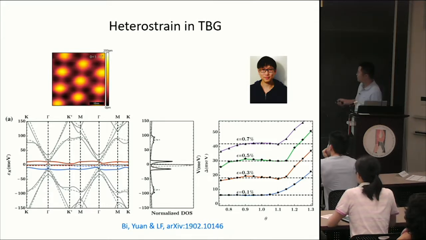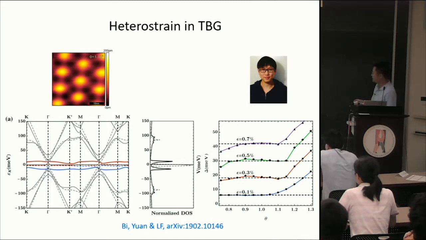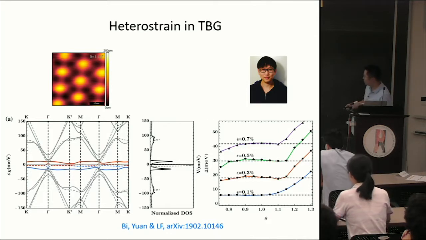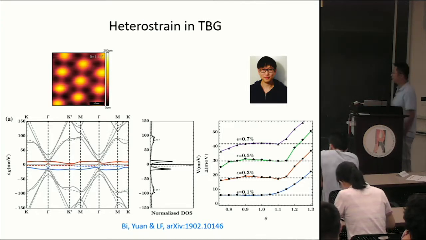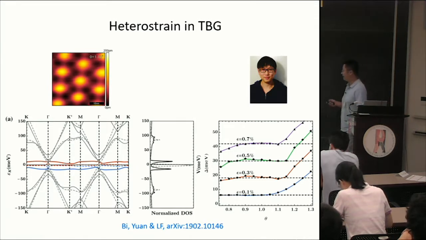Right? And notice that the amount of strain we are using here is very small. The smallest one is maybe only 0.1%. Now, without any strain, without any heterostrain, the bandwidth would decrease to zero at the magic angle and then become finite again. So there's this non-monotonic behavior of the reduction of the bandwidth that really defines the magic angle in the very early days of this field.